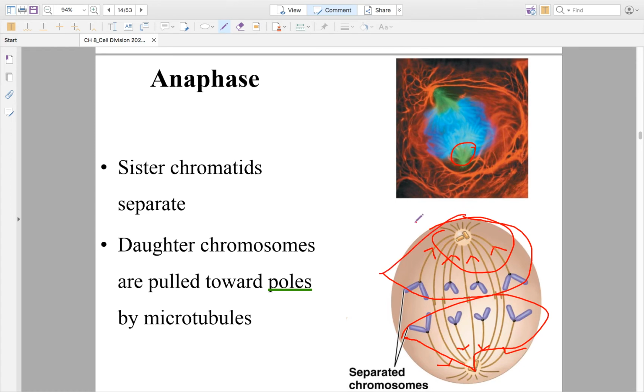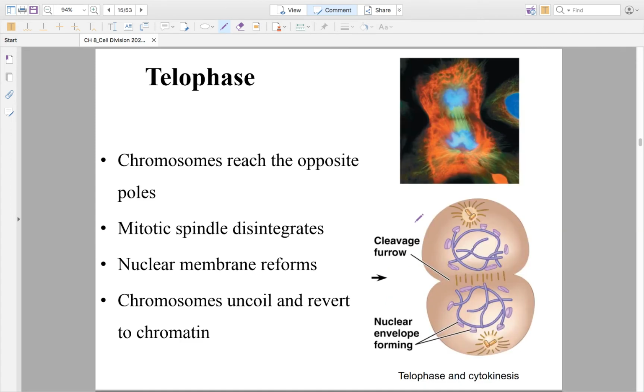All right, so next, telophase. Well, now the chromosomes have been pulled apart and they've been pulled to opposite ends of the cell, and so we don't need the mitotic spindle anymore. It can disintegrate, and so it does. And then our chromosomes don't need to be in the form of chromosomes. They can uncoil and unravel and go back to chromatin, and so they do.